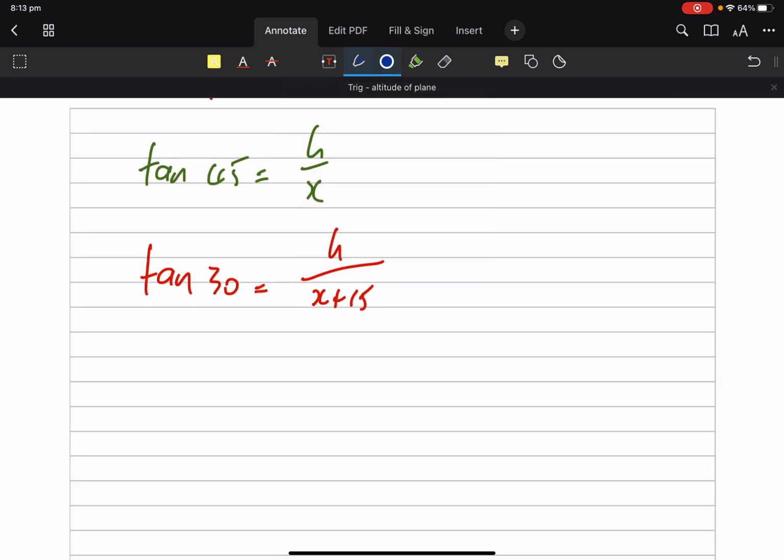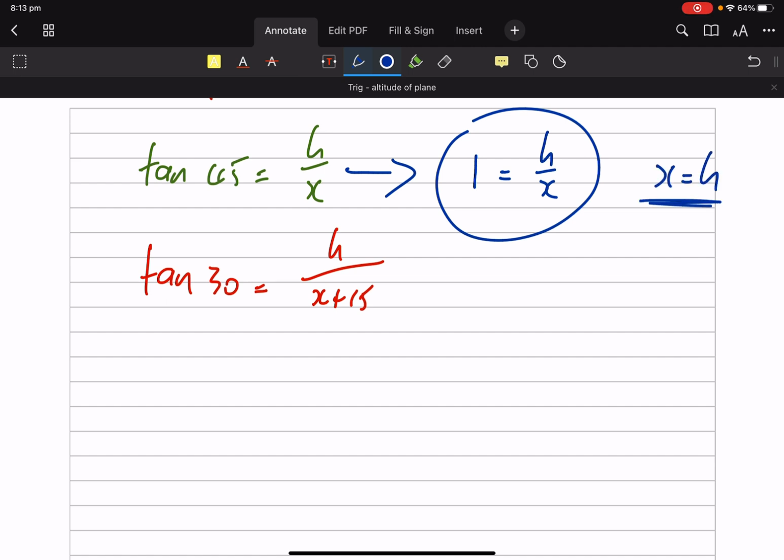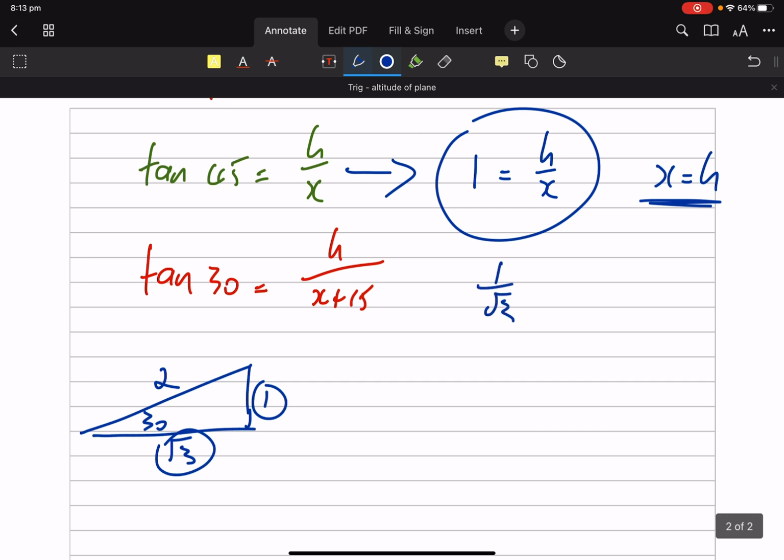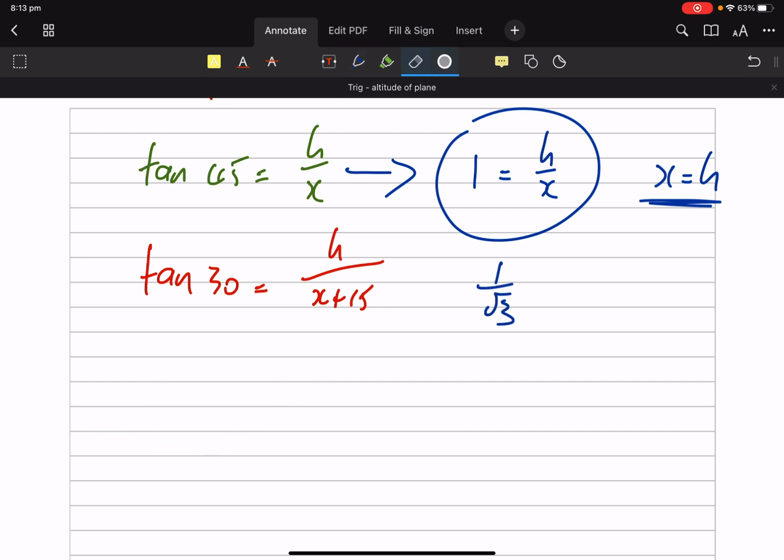I guess I can just go back to my blue. Tan 45. Are you okay that tan 45 is just 1? If you're not, come see me. So that just moves to there, and from that I can say x equals h. Tan 30, let's see what tan 30 is. So triangle, my 30-degree triangle. Tan 30 is O on h, so tan 30 is 1 on root 3. Let's get rid of that triangle. Equals h on x plus 15.